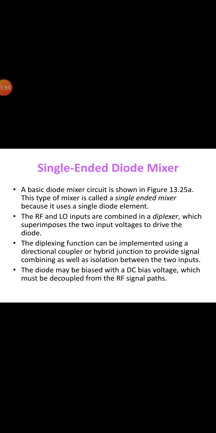The diplexer function can be implemented using a directional coupler or hybrid junction to provide the signal combining as well as isolation between the two inputs. The diode may be biased by the DC bias voltage, which must be decoupled from the RF signal paths.